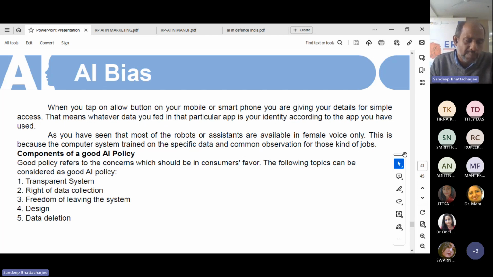Okay, so what can be a good policy which has certain components? A transparent system: it should be transparent for everyone, every user. It should give possibly the same kind of high quality results. Right of data collection: whatever data you are collecting, you should have proper principles for that. Freedom of leading the system: it should not be biased towards any one particular person or company or group. Designing part should be very well controlled. It should help people and not cause any problems while designing any AI hardware or output. And data deletion again is a very sensitive area. Which data to keep, which data to delete from the database. It's a very sensitive issue, and we still don't have proper answers to this problem.